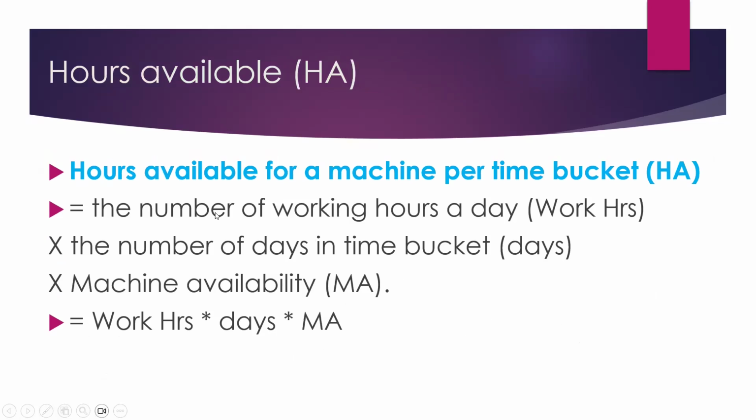Then hours available. This is another calculation which is required: hours available for a machine per time bucket. A time bucket is nothing but the time horizon during which we are calculating. The formula for hours available is equal to the number of working hours a day, that is, shift hours, multiplied by the number of days in the time bucket, multiplied by machine availability, which we have already calculated previously. So hours available equals working hours multiplied by days multiplied by machine availability. And a similar calculation can be done for the manpower.